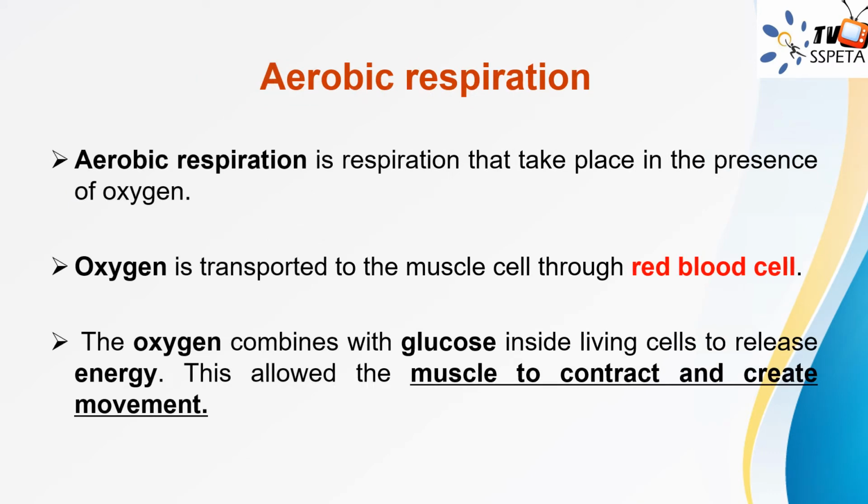Aerobic respiration. Aerobic respiration is respiration that takes place in the presence of oxygen. Oxygen is transported to the muscle cell through red blood cells. The oxygen combines with glucose inside living cells to release energy. This allows the muscle to contract and create movement.